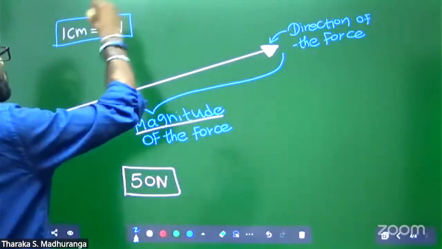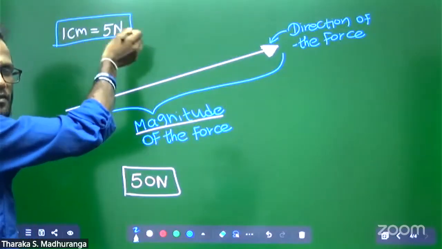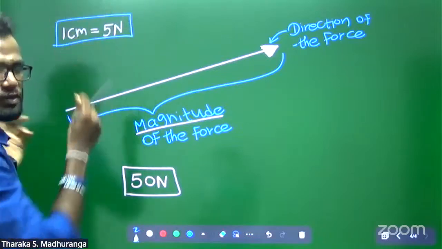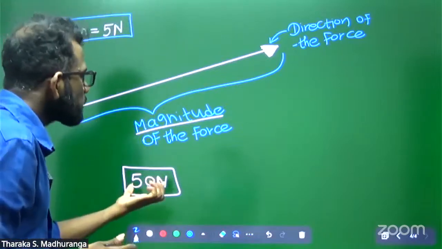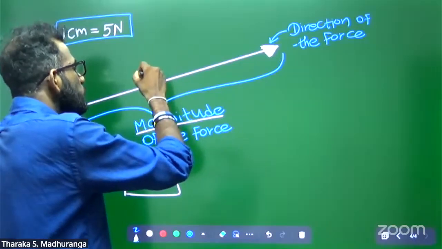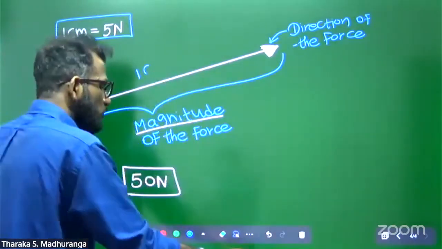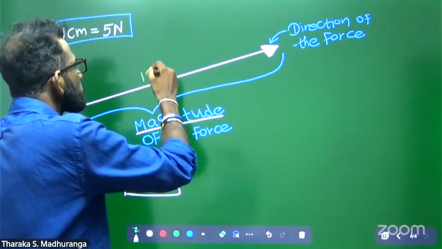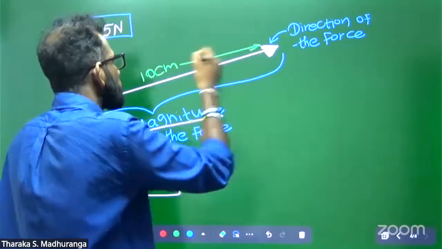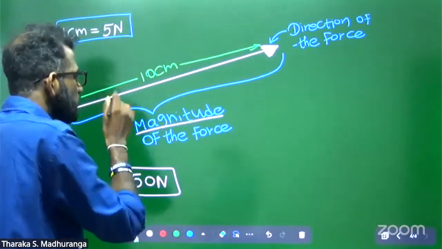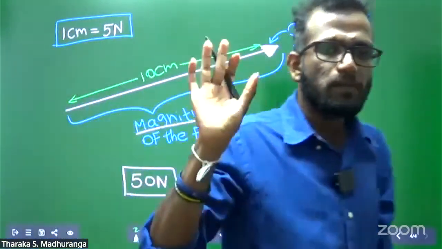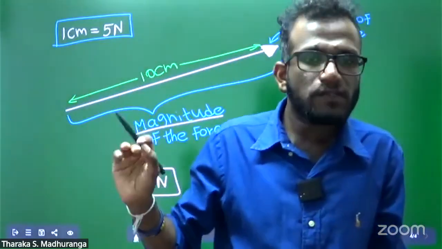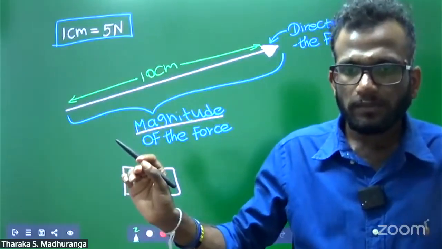Now I select any suitable scale: 1 centimeter of the arrow equal to 5 Newton. Then to express the 50 Newton, what should the length of this arrow be? It is 10 centimeter, no? Because 1 centimeter expresses 5 Newton, 10 centimeter expresses 50 Newton. Do you get it? Yes or no?